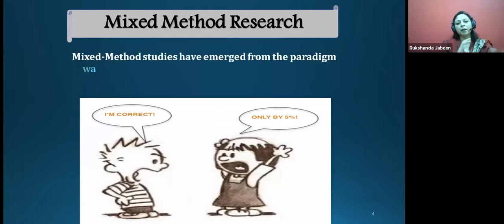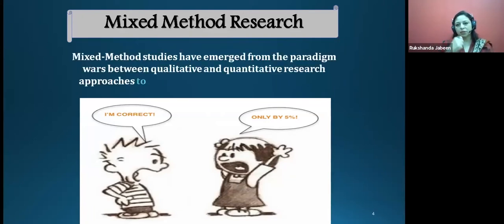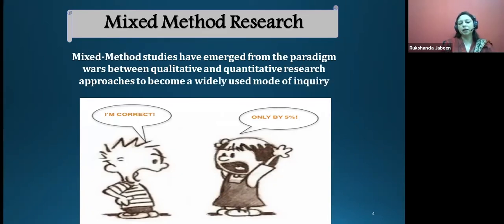Due to the paradigm war between the quantitative and qualitative researchers in the late 1980s, they had been working on similar ideas of combining quantitative and qualitative research methods, but at this point in time, they did not see the legitimacy of the other approach of conducting research. However, they realized on a deeper level the value of an alternative. There emerged mixed method research as a widely used mode of inquiry.